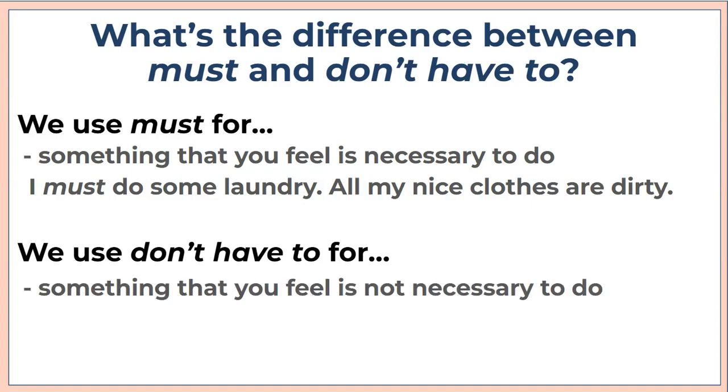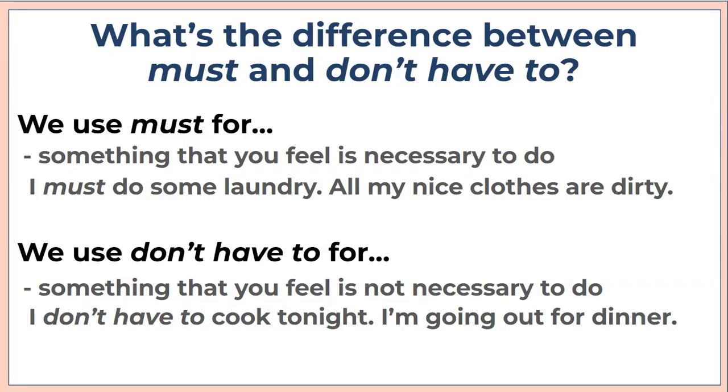We use don't have to for something that you don't feel is necessary. You don't feel it's important. All right, so it's the opposite. An example of this would be I don't have to cook tonight. I'm going out for dinner. So again, cooking tonight is not necessary because the person is going to eat somewhere else.